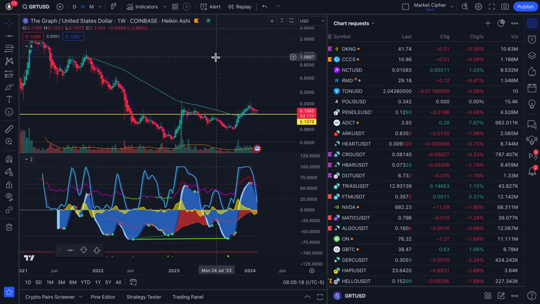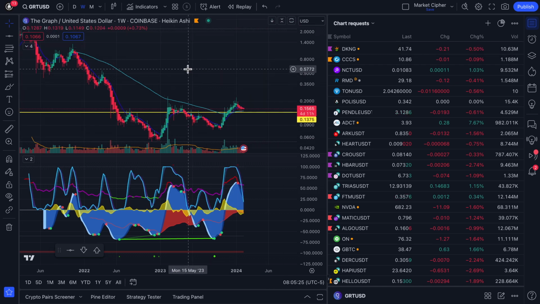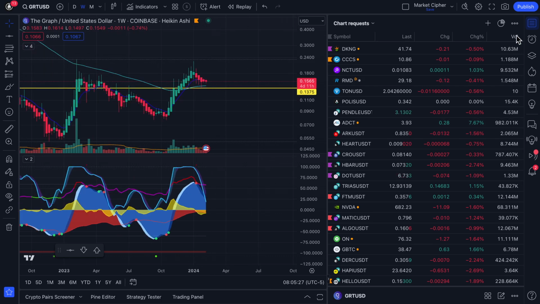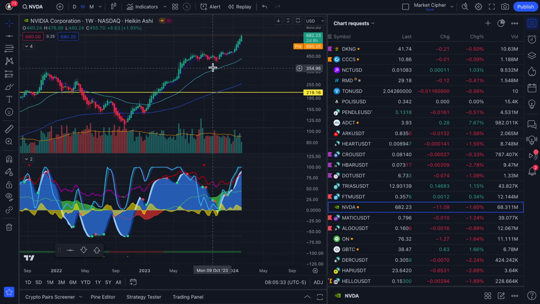That thing was as high as $3. Holy smokes, you're talking about an 1,800% move back to the top there. Okay, that thing's got to hold 13. FTM we covered. Nvidia's just, I mean, tech stocks are just insane right now.